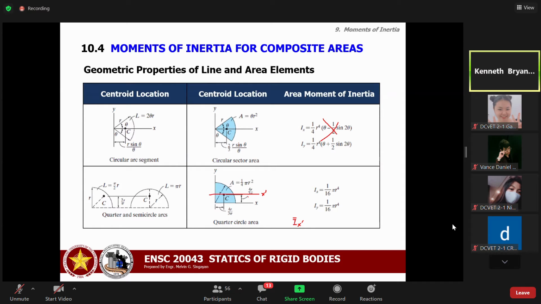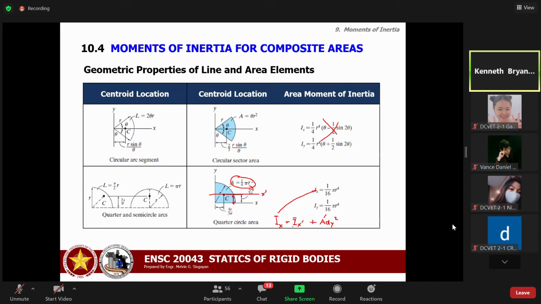Okay, correct. The parallel axis theorem. Ix is equal to I bar plus the transfer term A dy squared. Meron tayong value nito, which is this. Yung dy, the distance of the centroid to the reference axis where you're getting the value of this moment of inertia, ito yung dy, which is this.